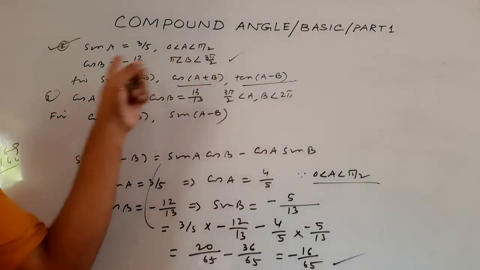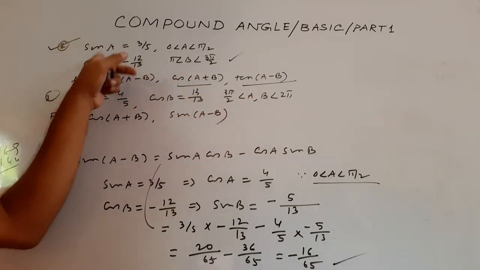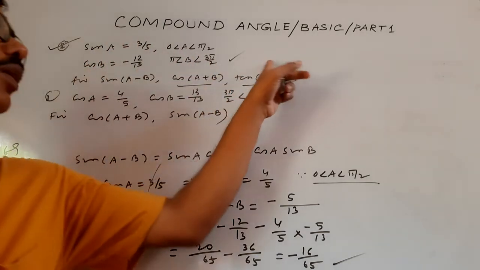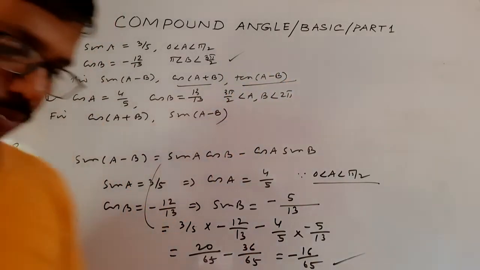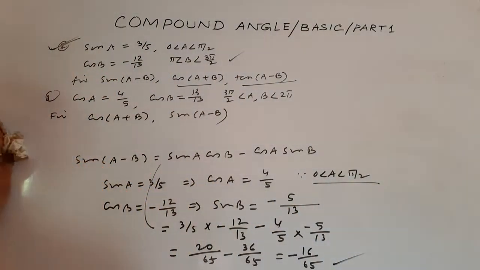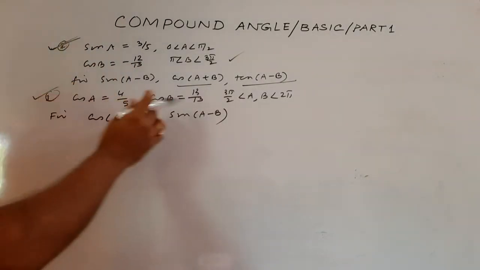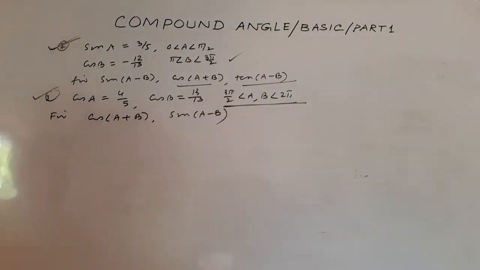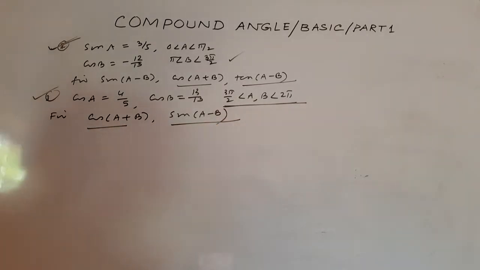Similarly, you can find cos and tan. Sin A is given, you can find tan A, and cos B is given, you can find tan B. So you complete the rest of the part. Next, cos A is given, cos B is given, and A and B are in the fourth quadrant. Find cos(A plus B) and sin(A minus B).